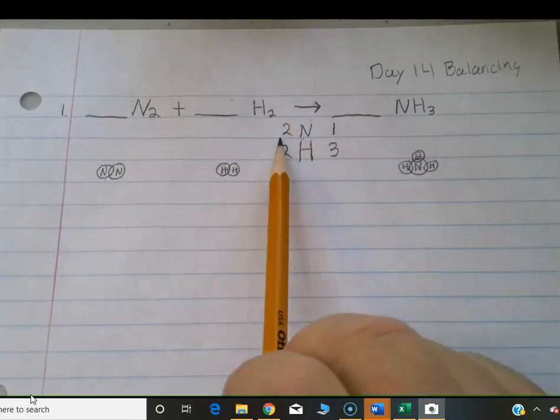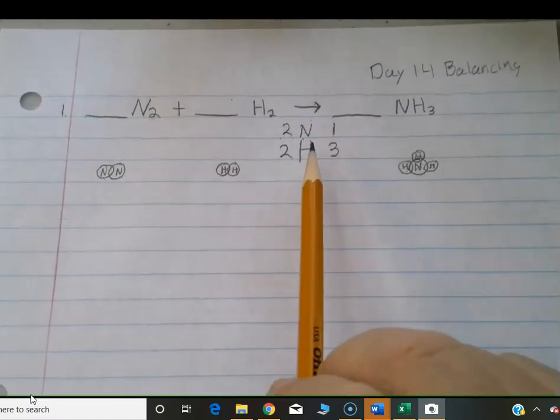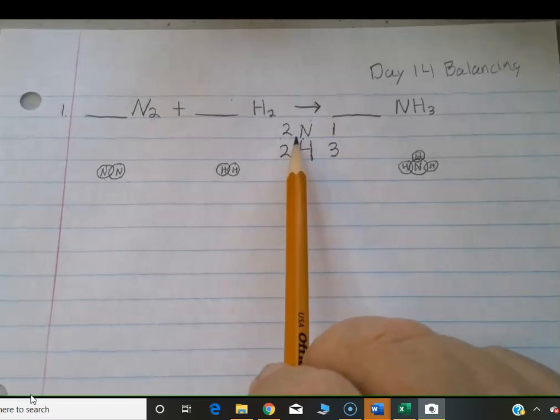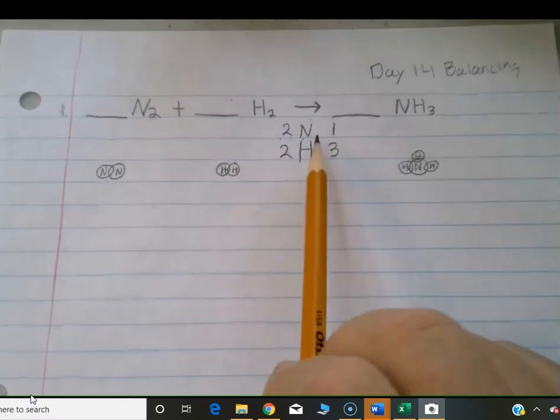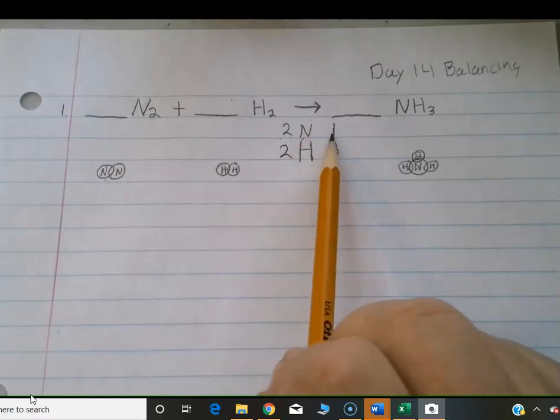So I have 2 on this side and 1 on this side. And remember, everything you're doing here are multiplications. So if I need them to be equal, I can't do division, but I'm allowed to do multiplication. I'm going to multiply this by 2. So 2 times 1 is 2. That means they'll equal each other.